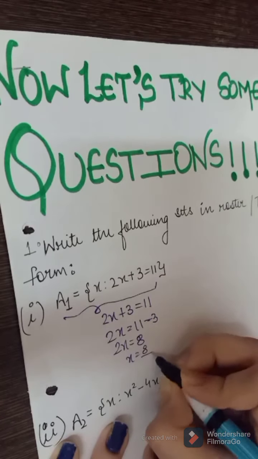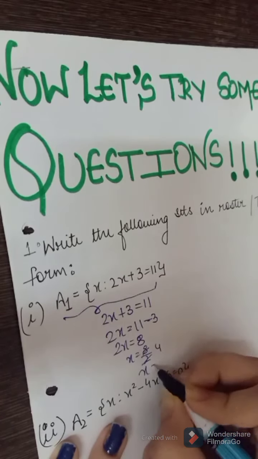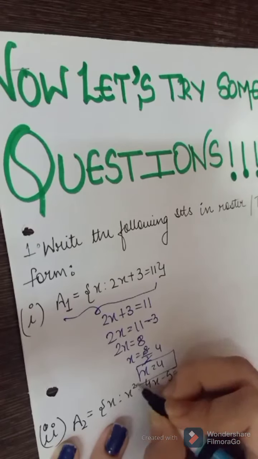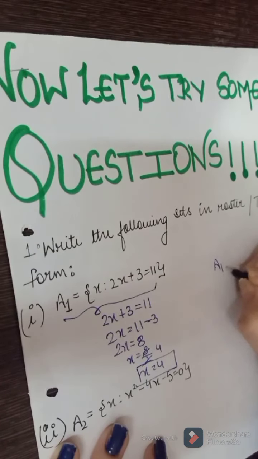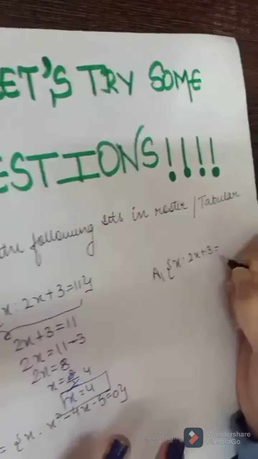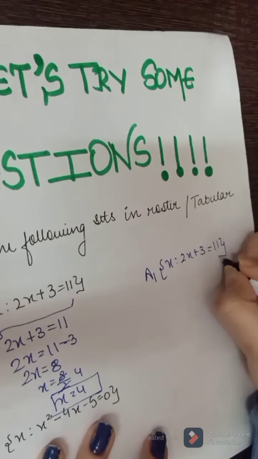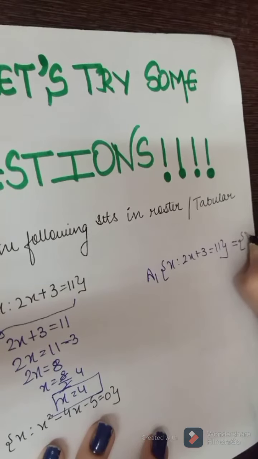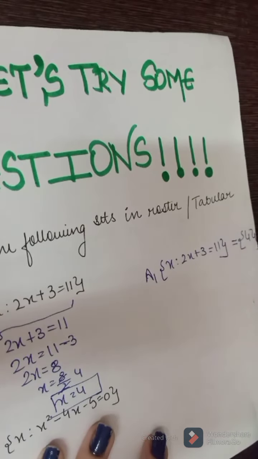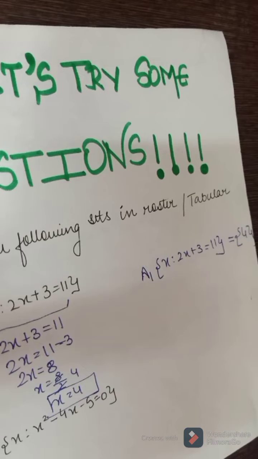X comes out to be 8 by 2, that is 4. So you got the value of X to be 4. So when you write the set A1, X such that 2X plus 3 equal to 11, we are going to write that this is equal to {4}, because the only element that exists in this is 4, right? Because this way you can find out the answers clearly. You can get through the concepts, right?